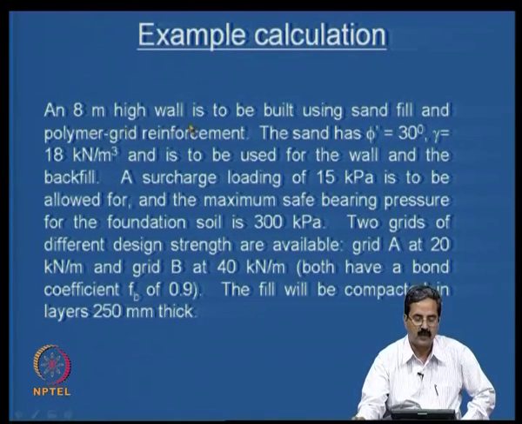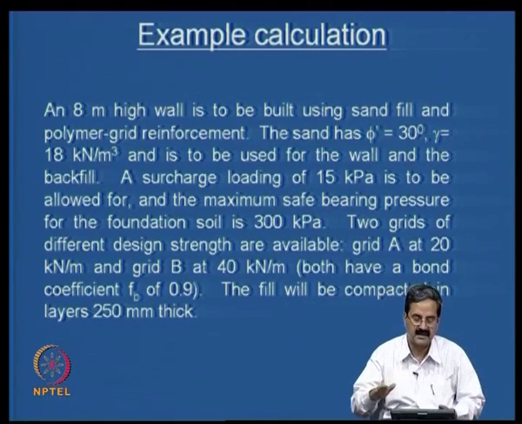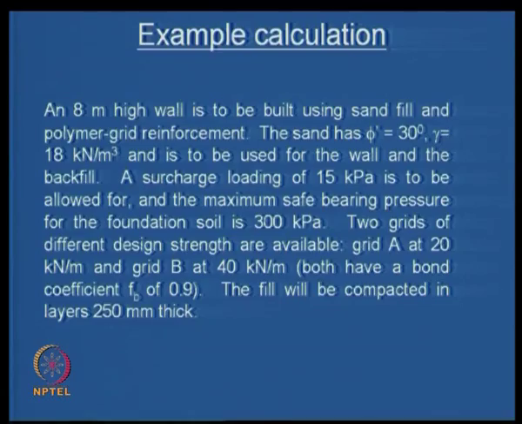We have an 8-meter high wall to be built using sand fill and polymer reinforcement. The sand has a friction angle of 30 degrees, bulk density is 18, and a surcharge load of 15 kPa is there, and the bearing capacity is about 300 kPa. You have two geogrids available, grid A at 20 kN per meter and B equal to 40 kN per meter. Both have a bond coefficient of 0.9. Okay, these are all known. And then the fill has 250 mm compaction lifts.